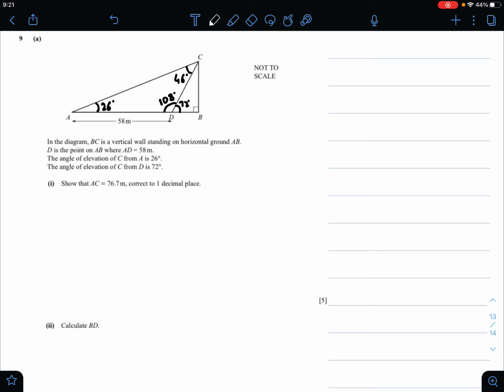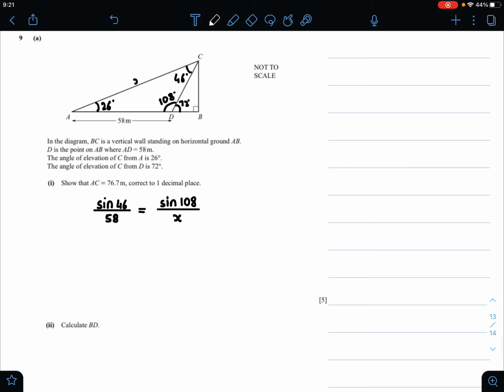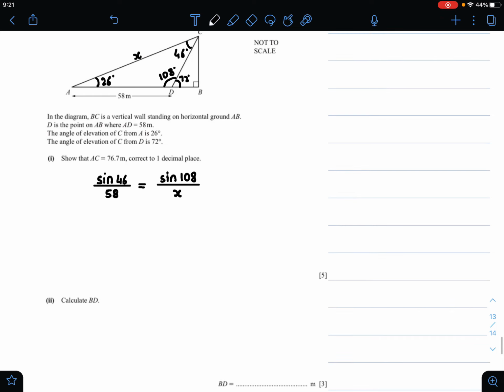Now we can use the sine rule to find out the side AC. So sine 46 divided by the side that is opposite to it, which is 58 meters, is equal to sine of the angle opposite to AC, because we have to find AC. So sine of 108 divided by x. We leave AC as x for now. Let's label it as x. And now all we need to do is solve this equation for x.